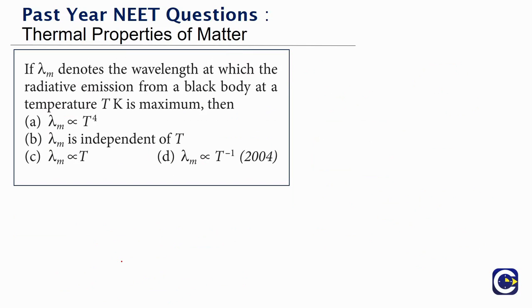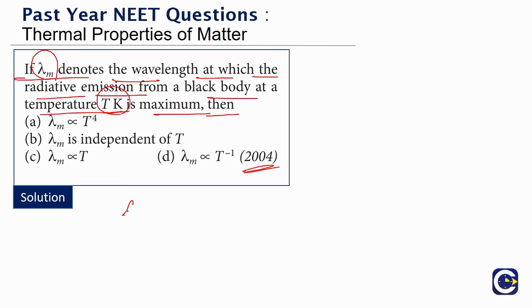Next we have another straightforward question based on Wien's displacement law. This has come in the year 2004. If lambda m denotes the wavelength at which the radiative emission from a black body at a given temperature is maximum, means the wavelength corresponding to maximum intensity of the radiation emitted by the black body at temperature T, then they are asking the relation.